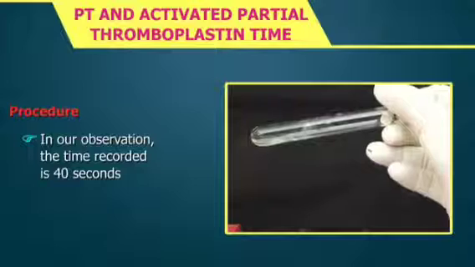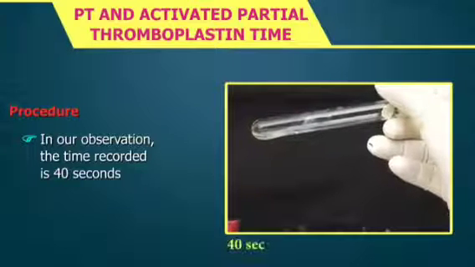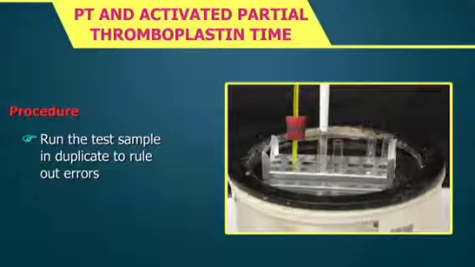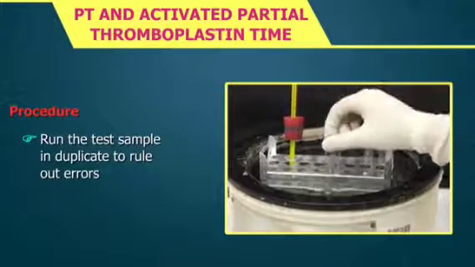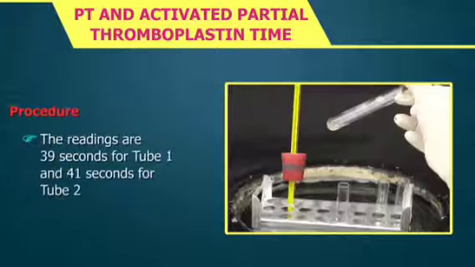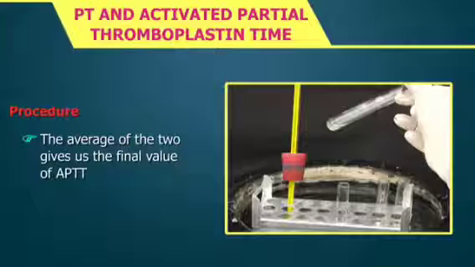In our observation, the time recorded is 40 seconds. 9. Similarly, run the test sample in duplicate to rule out errors. The readings are 39 seconds for tube 1 and 41 seconds for tube 2. The average of the two gives us the final value of APTT.